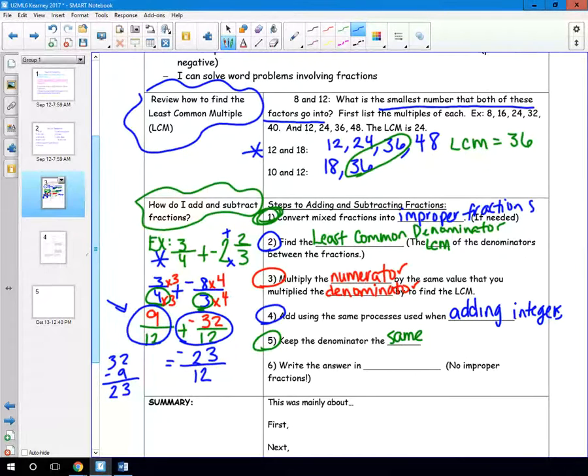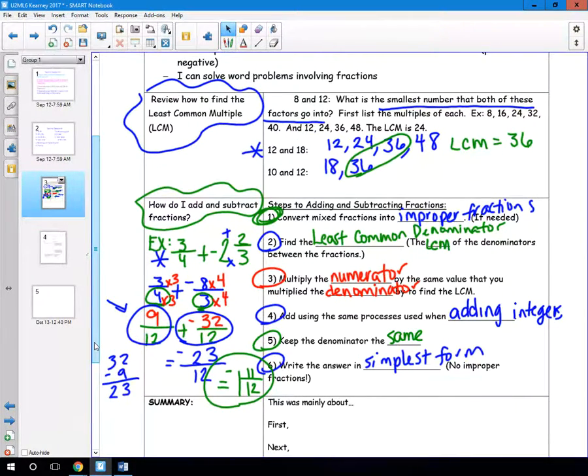Okay? And then the final step is you always want to write the answer in simplest form. Okay? So that means we need to convert this improper fraction back to a mixed number. So we're going to ask ourselves, how many times does 12 go into 23? 1 time, and what do you have left over? 11 over 12. And my denominator stays the same, and I got to keep that negative. Okay? And just reiterating why it was negative. When I come back up here and I looked at my 2 numbers I was adding, there were more negatives there. So my answer was negative. Okay?